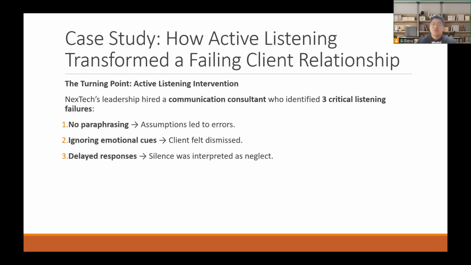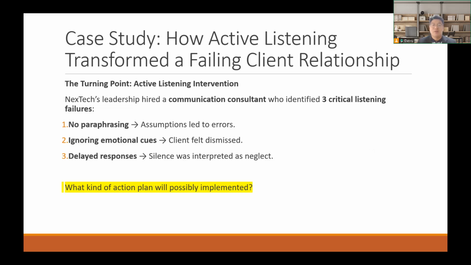And thirdly, about the delayed responses. So the silence will be interpreted as neglect. So if you cannot do it, at least you should give a response, right? So that is also the business courtesy.